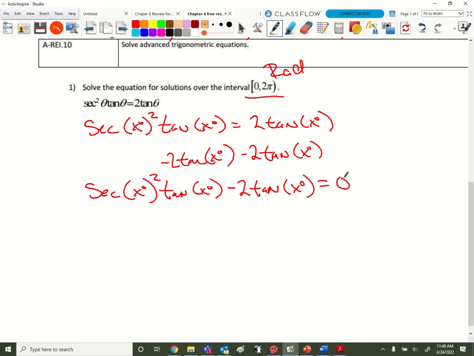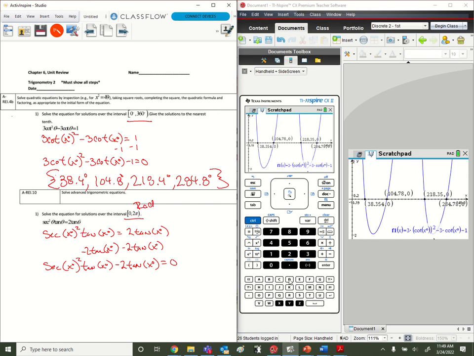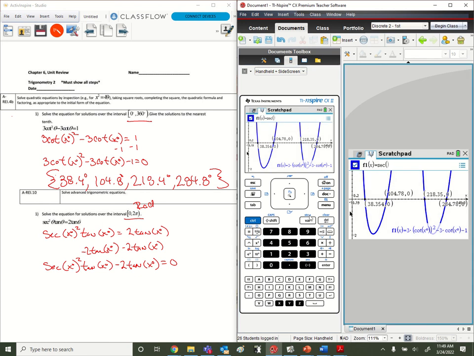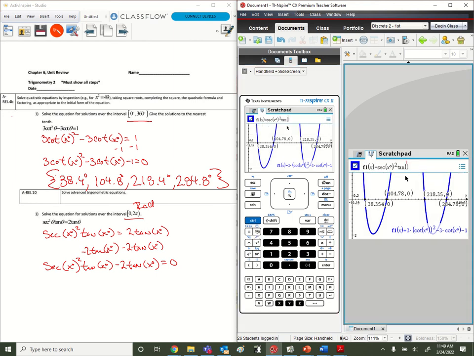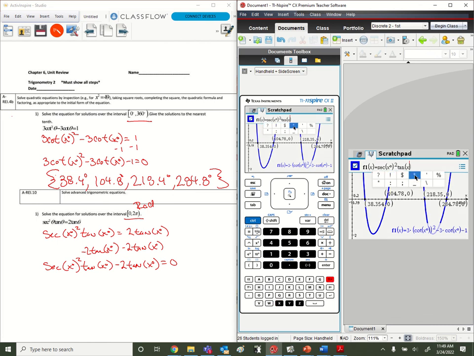And let's just plug that in. So tab, arrow up, control delete, and it is secant of x degrees close squared tangent of x degrees close minus 2 tangent of x degrees. There we go. Hit enter.